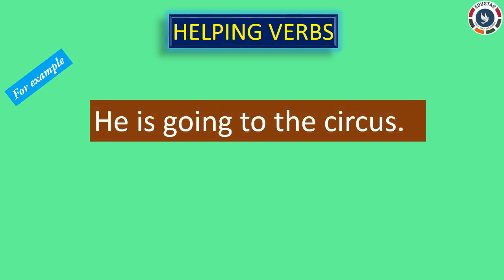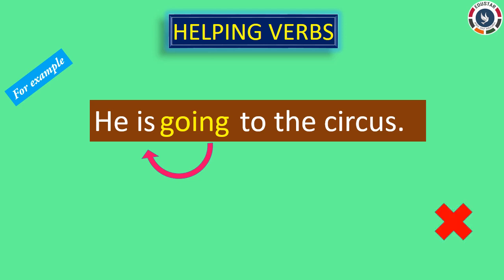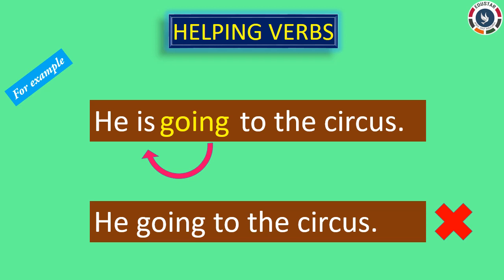For example, he is going to the circus. The verb going needs the help of the verb is to make complete sense. We cannot say he going to the circus. The verb is does the work of a helping verb since it helps the main verb going.